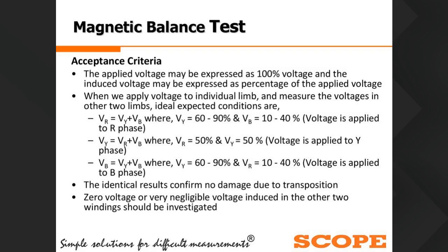Similarly, if we inject some voltage on the middle phase, then the outer two phases should have a produced voltage of 50%. Identical results confirm no damage due to transportation. If zero voltage or any negligible voltage is induced in the other two windings, there should be a problem, and we need to investigate. So this is all about the magnetic balance test.